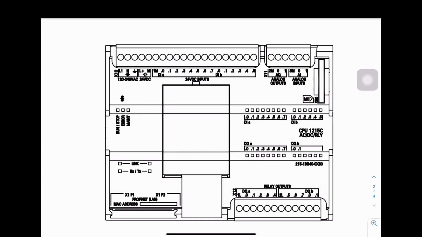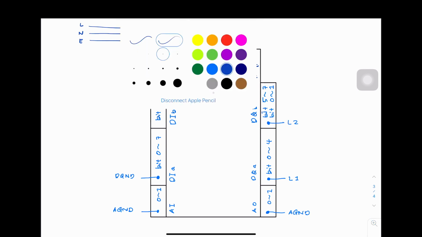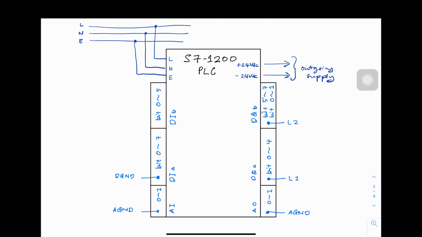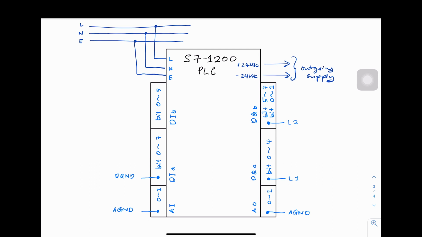Revisit the PLC layout, the 24 volt DC output is here. This 24 volt DC supply is very useful to build up the sensor circuit or the switch circuit for digital input and digital output. As mentioned earlier in this video, the D ground stands for digital ground, meaning to say it has to be connected to minus 24 volt DC, which is this one.